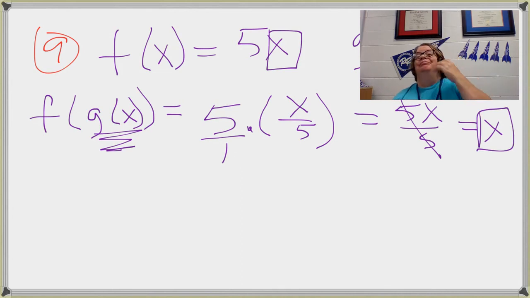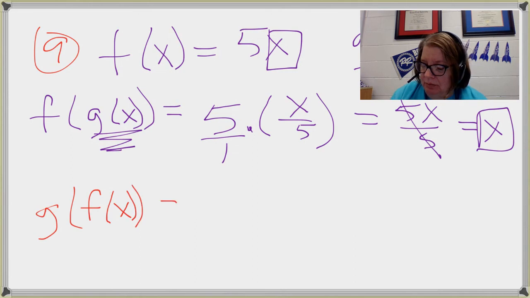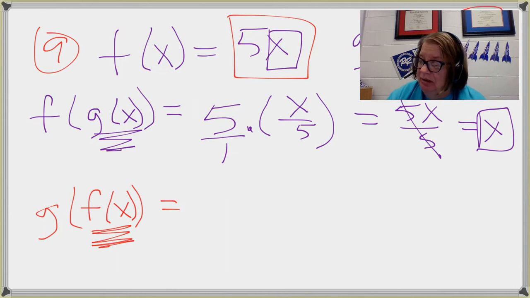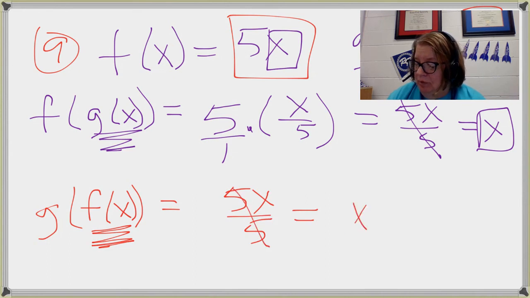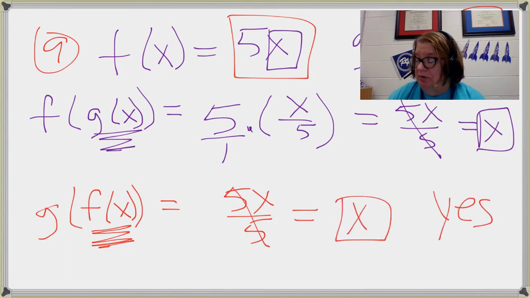Are we finished? Not yet. We have to try one more. We have to go g of f of x. So take what's in the parentheses, f of x, and plug it into g. So I have 5x divided by 5, which is equal to x. So yes, these are inverses. This is not the only way to tell. You can graph them. What do we know about graphs and inverses? If we graph these two, then they'll be reflected over the line y equals x. We could put them in the calculator and get a table and see if all the x's and y's are switched. Or we can use composition of functions.